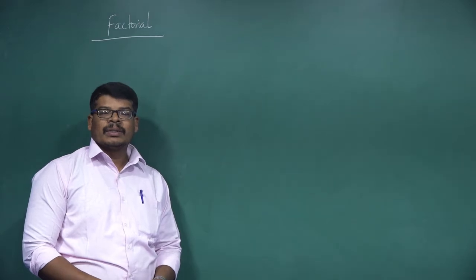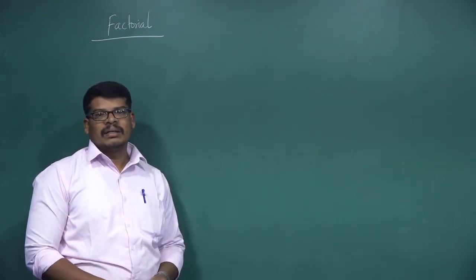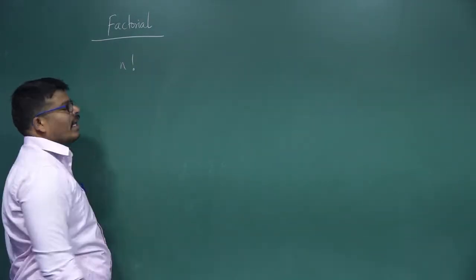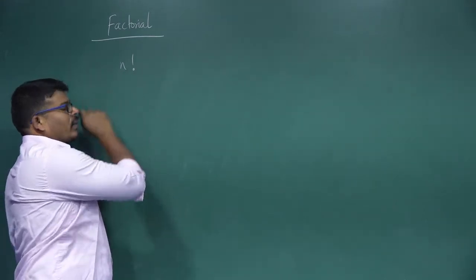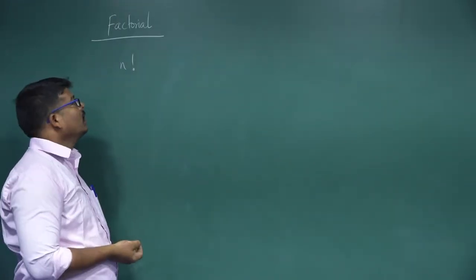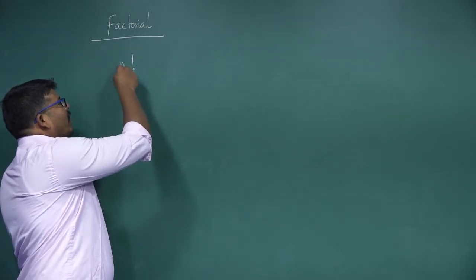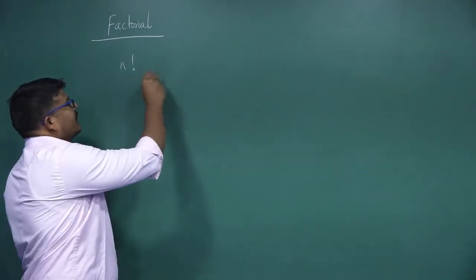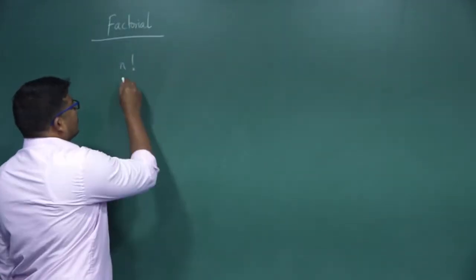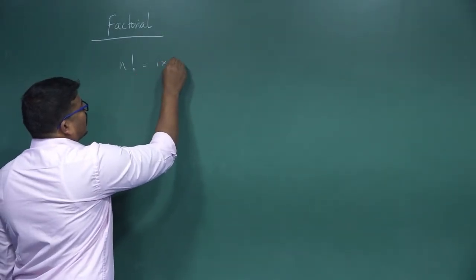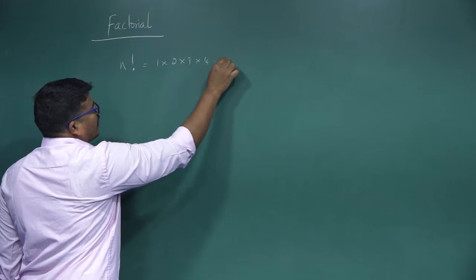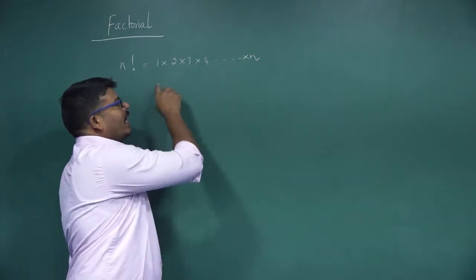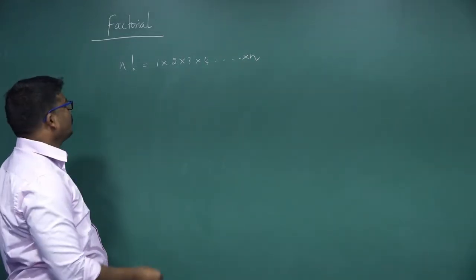Hi students, today we are going to discuss the topic, the factorial. The factorial of n is denoted by n factorial. How to find n factorial? n factorial is the product of n natural numbers. That is, n factorial equals 1 into 2 into 3 into 4 and so on, multiplied up to n.